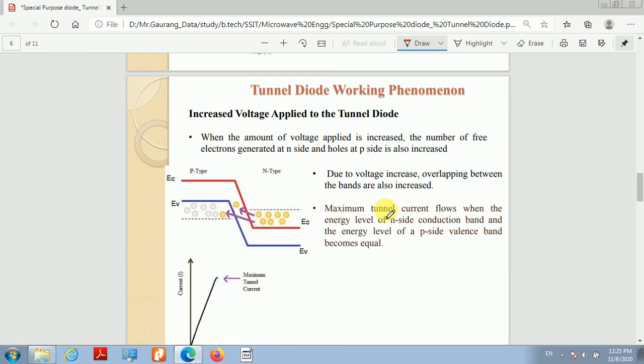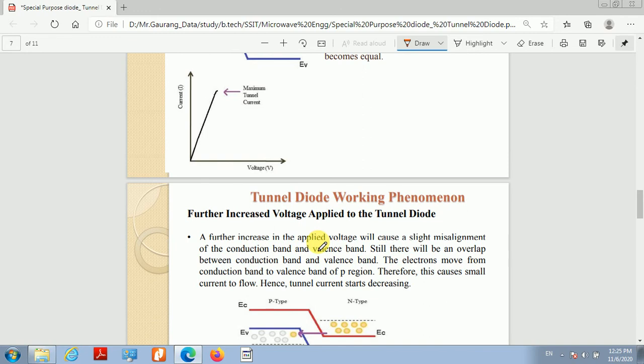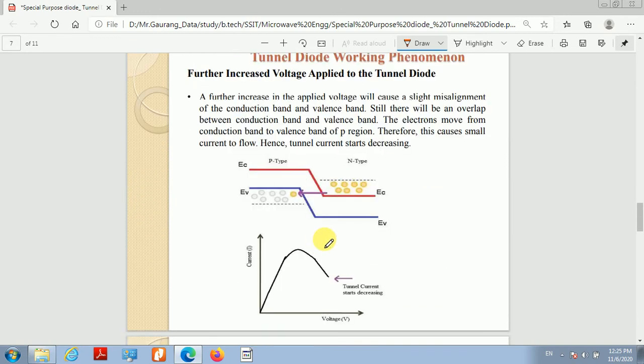So maximum tunnel current flows when the energy level of the n side conduction band and the energy level of the p side valence band become equal. Okay, correct? And if we increase the voltage, then the overlapping will increase and ultimately it results in the maximum tunnel current through the diode. If we increase the voltage further, then what will happen? It results in a slight misalignment of the conduction band and valence band, as you can see from the figure.